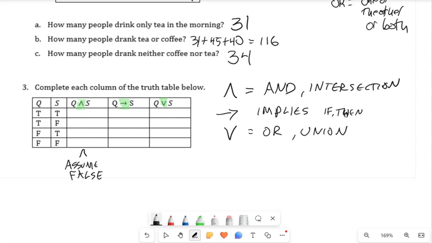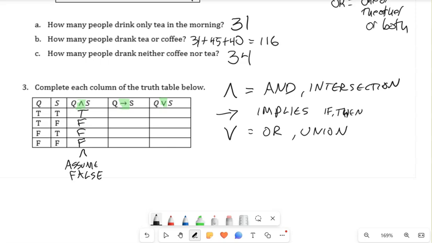Because in order for everything to be in the AND, everything has to line up. So essentially, is Q true and S true? Yes. Is Q true and S true? No. Is Q true and S true? No. Is Q true and S true? No. So most of the time when you're doing the AND intersection, the answer is false, because everything has to be true in order for you to say, yes, they're both true. So you assume it's false.